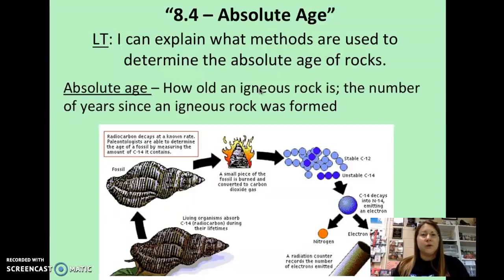So igneous rocks are going to be formed from lava or magma cooling. So the absolute age is the number of years since an igneous rock was formed. And as we're examining absolute age, you can also look at the radioactive material that can be found in isotopes. So that will give you an indication of the age of fossils.